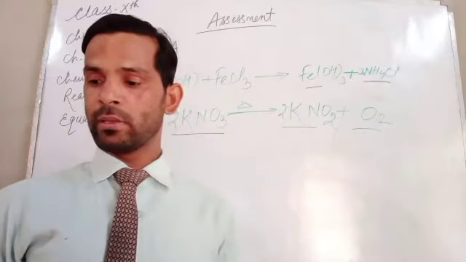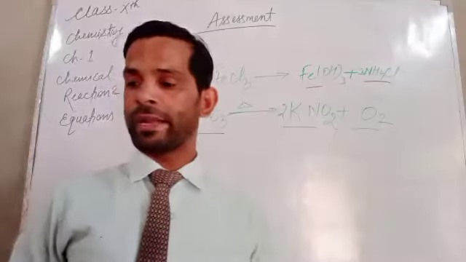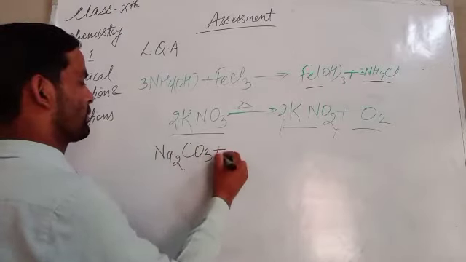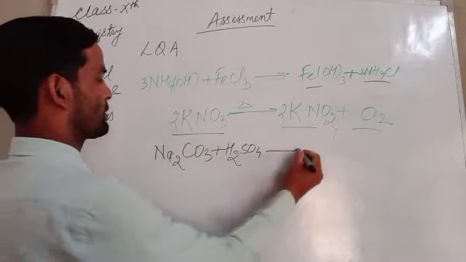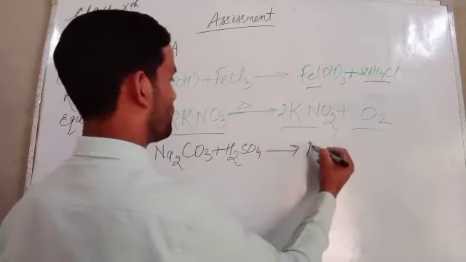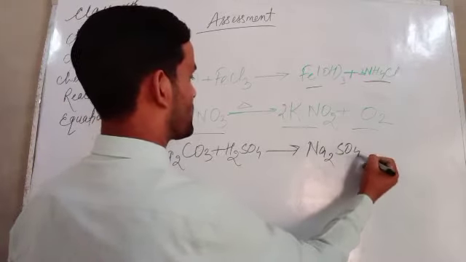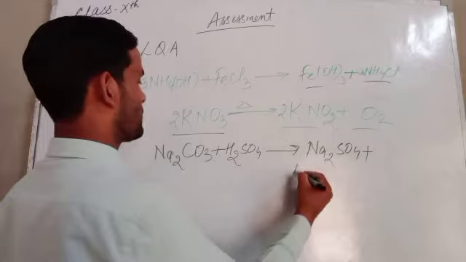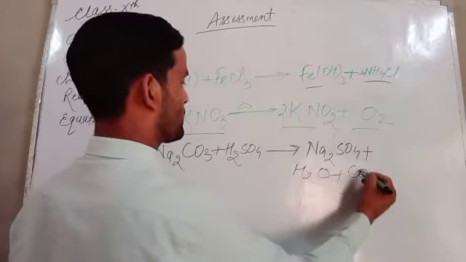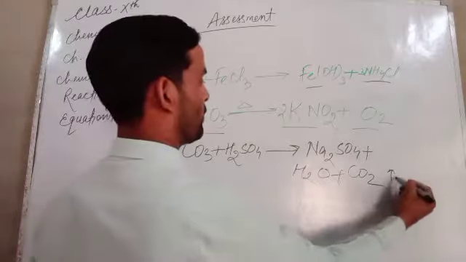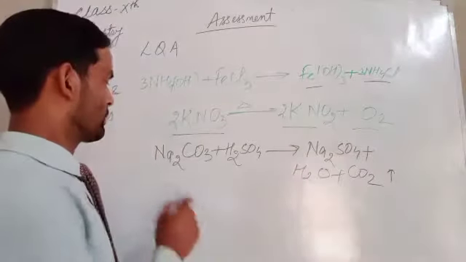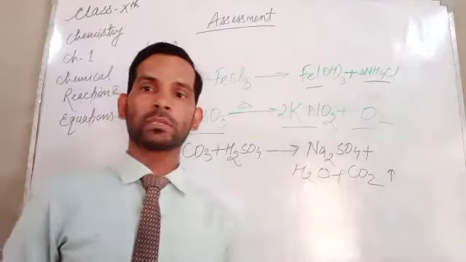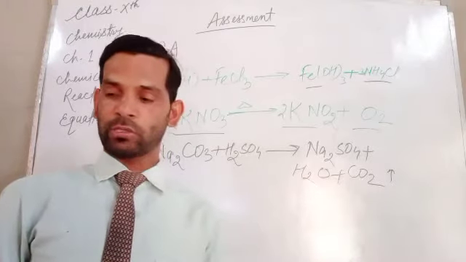Next question is C. Sodium carbonate reacts with sulfuric acid. Sodium carbonate, when reacted with sulfuric acid, forms Na2SO4 plus H2O plus CO2: sodium sulfate, water and carbon dioxide.